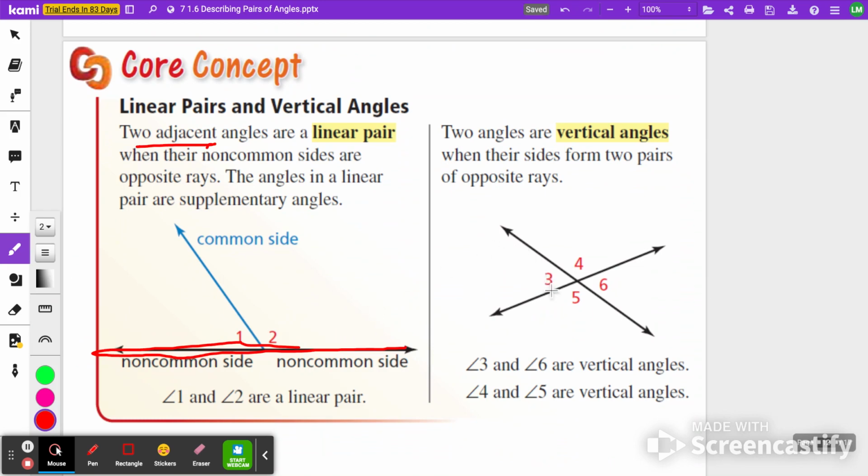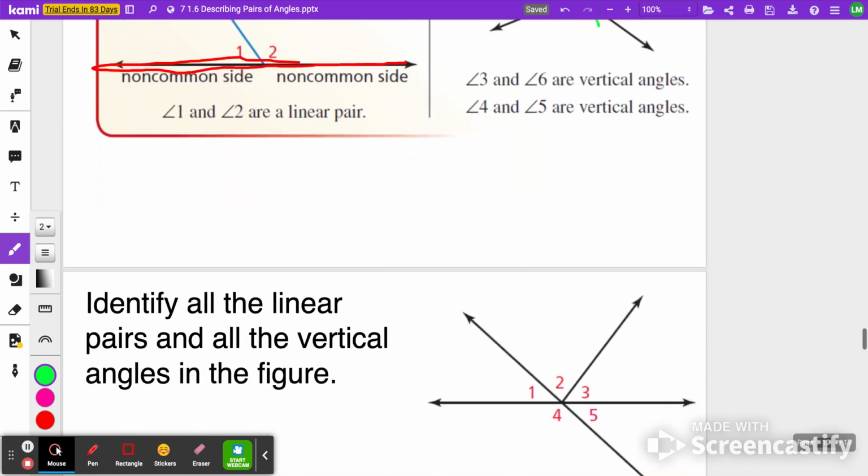If you look over here, we're going to talk about vertical angles. Vertical angles are two angles when their sides form two pairs of opposite rays. So we have 3 and 6 as vertical angles. We have 4 and 5 as vertical angles.